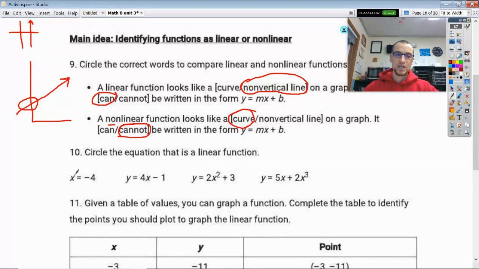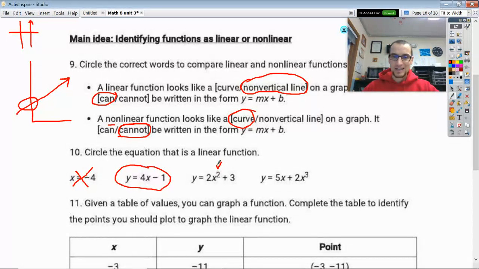So just do a quick check for number 10 here. Circle the equation that is a linear function. Does this one have a slope for m? And does it have a y-intercept? No. Does this one have a slope? Yeah, it's got a 4 there. It's got the x variable. It's got a y-intercept. So yes, this equation is a linear function.